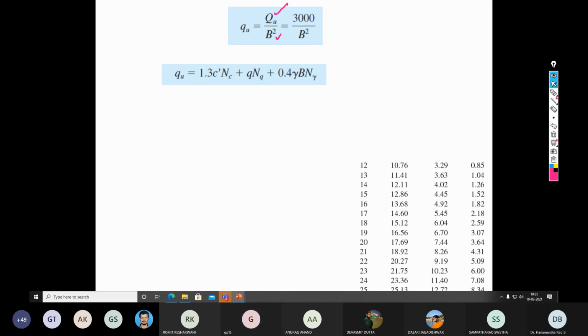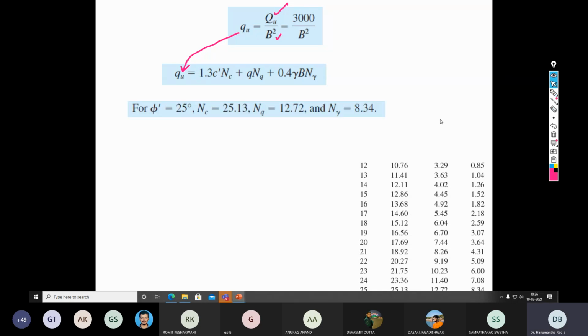Yes, sir. So the equation for QU is the same now. I know the capital Q, so I can calculate the small QU, the ultimate bearing capacity for a square footing, that is 1.3 C NC plus q NQ plus 0.4 gamma B N gamma. The only difference is that in the earlier sum, DF is 1.5 meter; now in this case it is 1 meter, and phi dash is 25. So take the values for phi dash 25, and C, q and gamma.